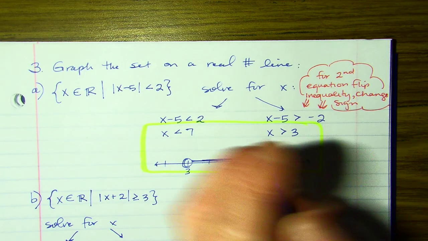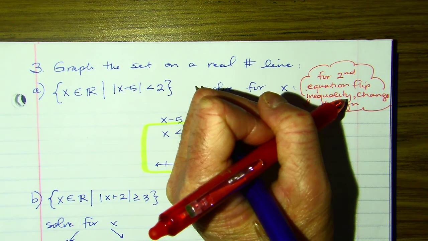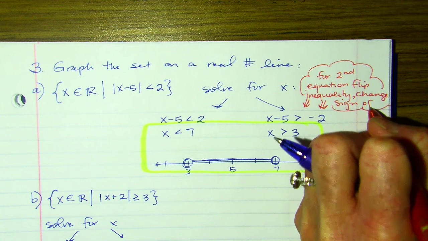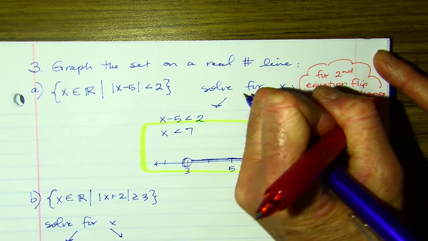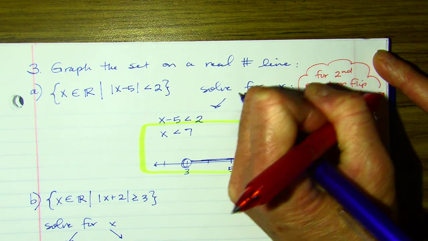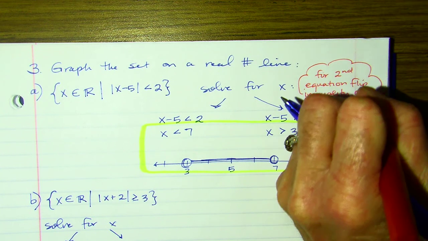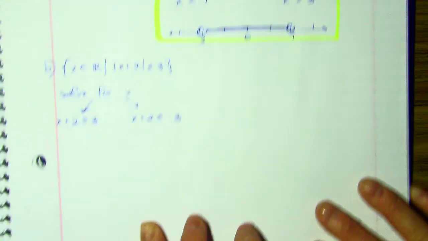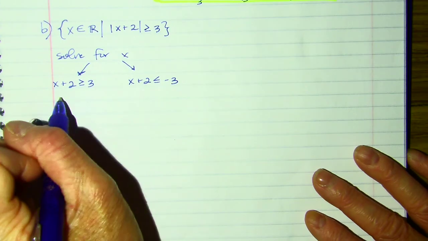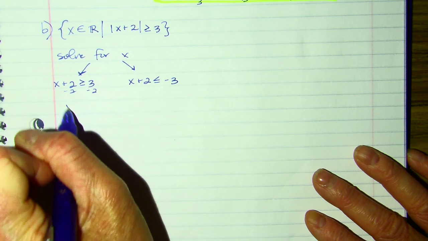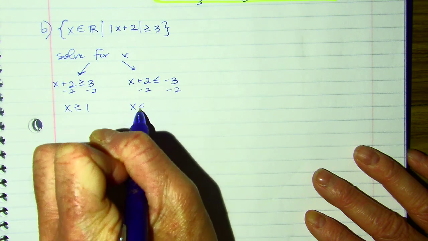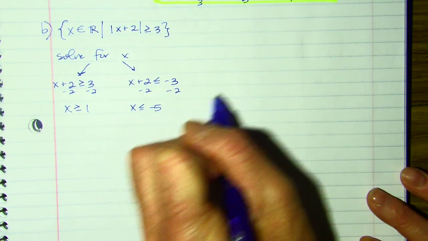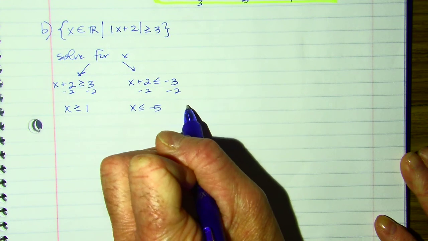Flip the inequality and change the sign of the number. And I should just put "of number" so it applies to every problem. So hopefully you at least look at my notes. All right, so if I subtract 2, x is greater than or equal to 1, x is less than or equal to -5.